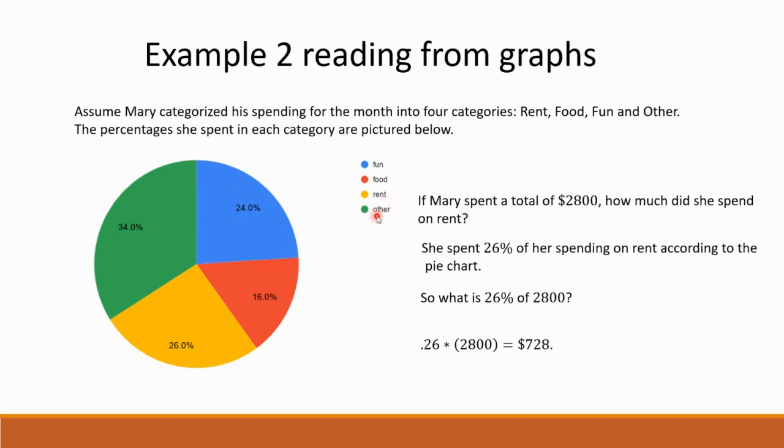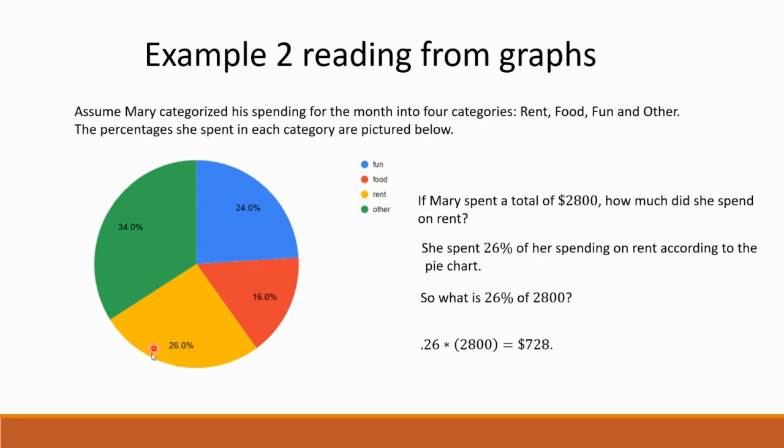So the question here is, if she spent, let's say, $2,800, right? Let's say she spent that much on rent. Well, then how much did she actually spend in dollar amounts? So she spent $2,800, not just on rent, excuse me, on everything. How much did she spend on rent?